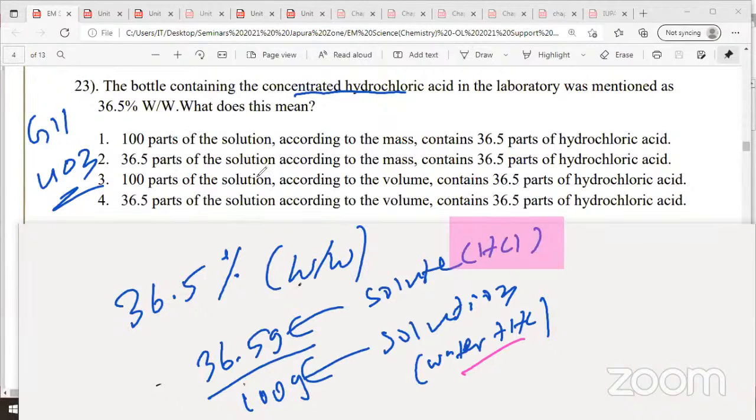This is W/W, so that should be the mass. You can't have the volume. Volume is wrong. Completely omit the third and the fourth answer because W/W is weight, not volume. So the answer has to be 1 or 2. The most correct one is the first one. I'll underline the first answer. If it is V/V, then you can consider the third and fourth answer.